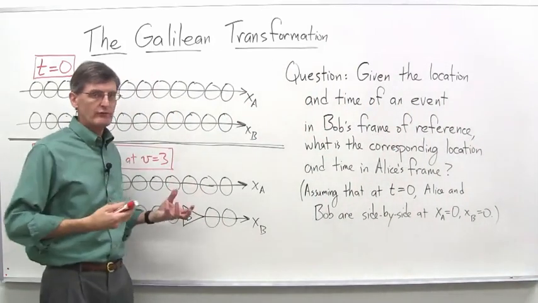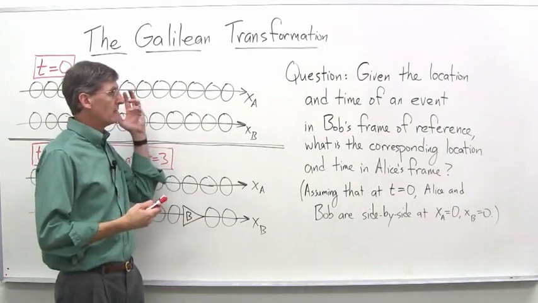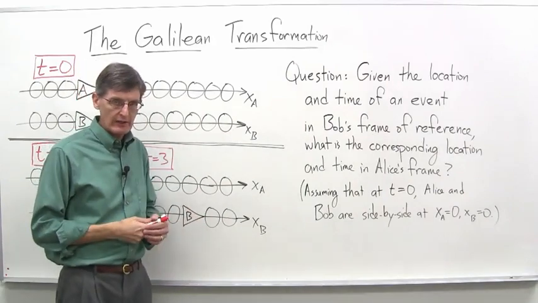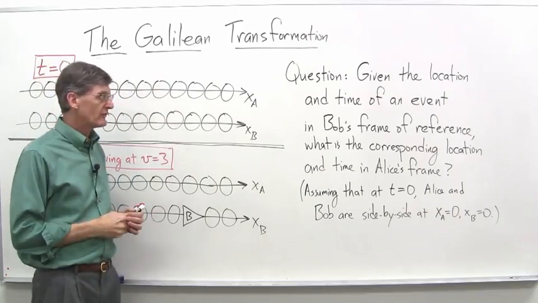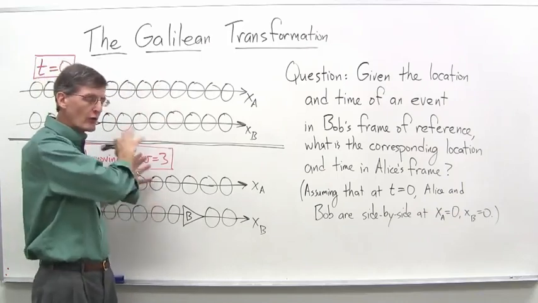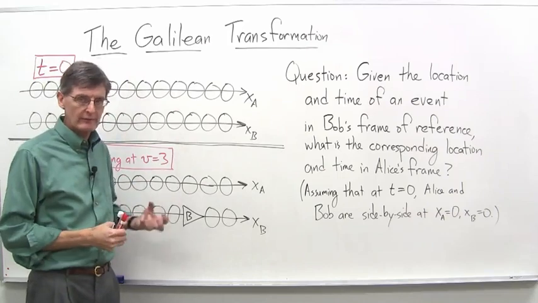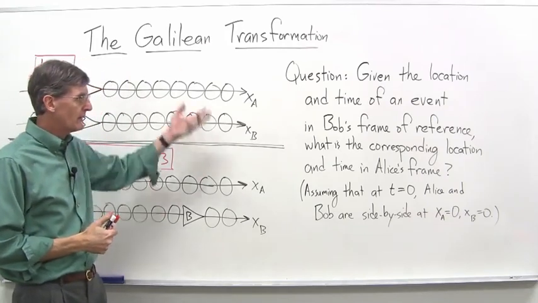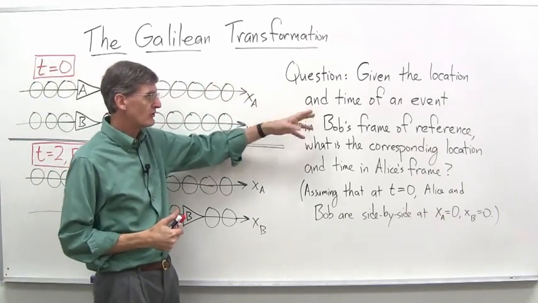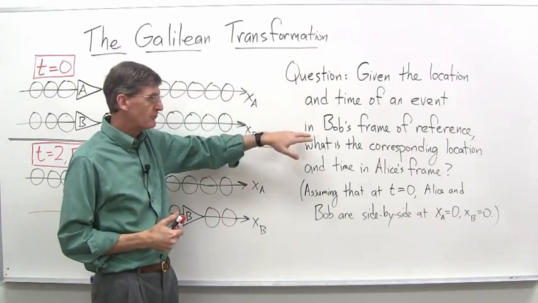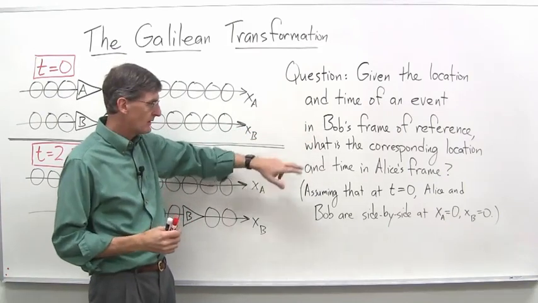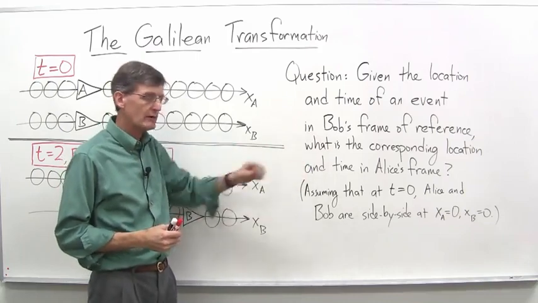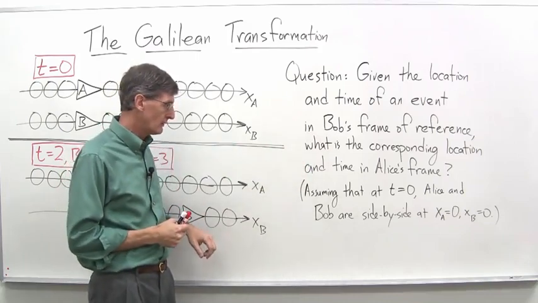Okay, now let's spend a few minutes talking about the so-called Galilean transformation. The name goes back to, of course, Galileo himself in the early 1600s. He didn't formulate it quite like we'll formulate here, but the basic idea he had was the same. This is the question: given the location and time of an event in Bob's frame of reference, we're talking about Alice and Bob again, what is the corresponding location and time in Alice's frame of reference?